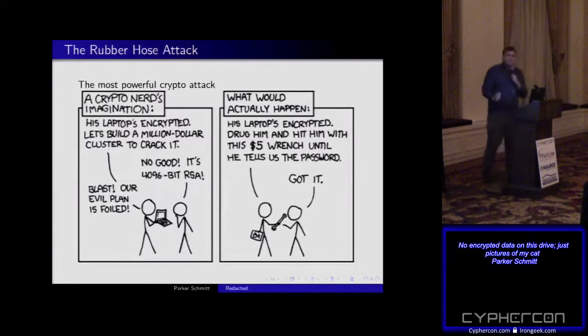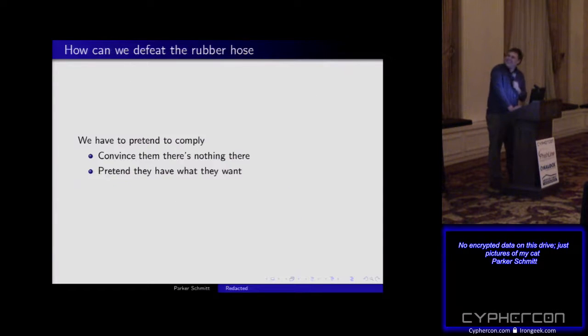So what is the rubber hose attack? This XKCD pretty much sums up the most powerful attack on crypto. Though also that guy should not have been using RSA. That was the wrong cipher. You want to use a public key there, and it's too slow. But besides that, the hammer works very well. So, what are the two main methods to defeat this rubber hose attack?